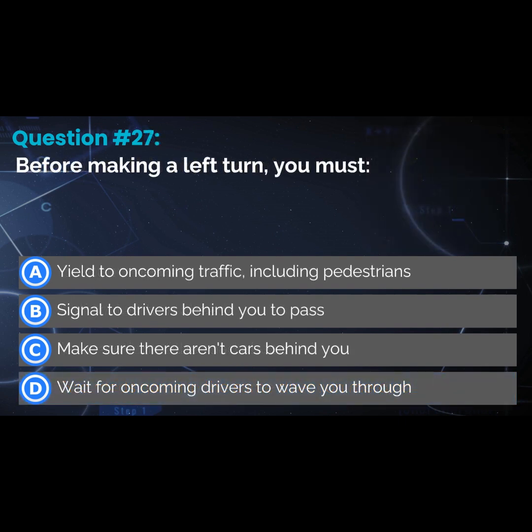Question 27. Before making a left turn, you must A. Yield to oncoming traffic, including pedestrians, B. Signal to drivers behind you to pass, C. Make sure there aren't cars behind you, D. Wait for oncoming drivers to wave you through.